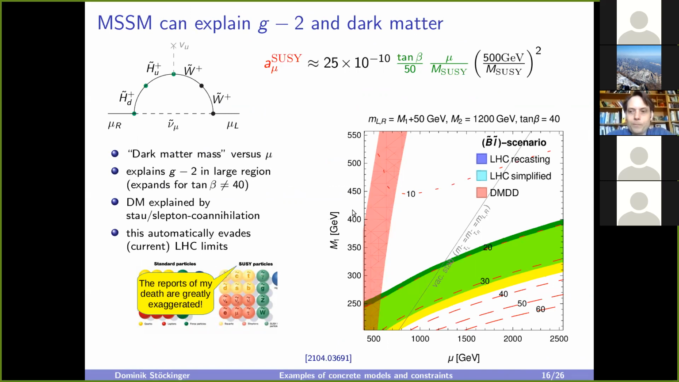And what is this pink, or what is DMDD? Dark matter direct detection constraints. So these are constraints from dark matter direct detection experiments. So we used here xenon 1 ton, and that excludes this red strip in parameter space.